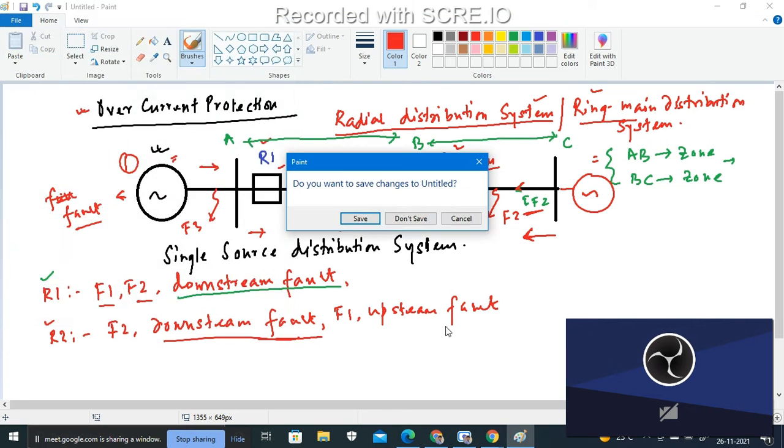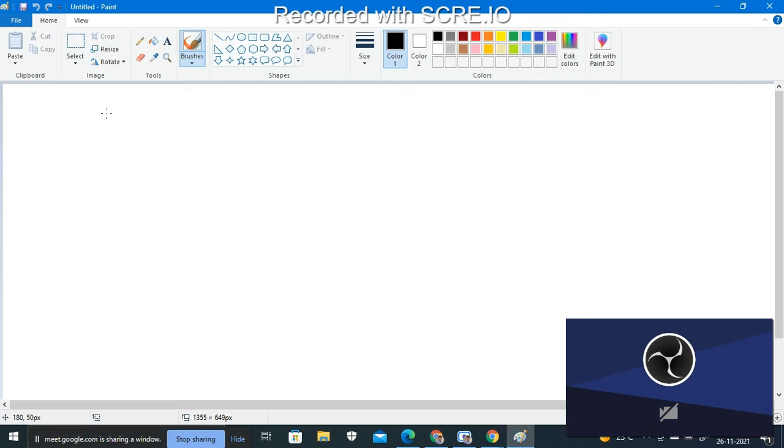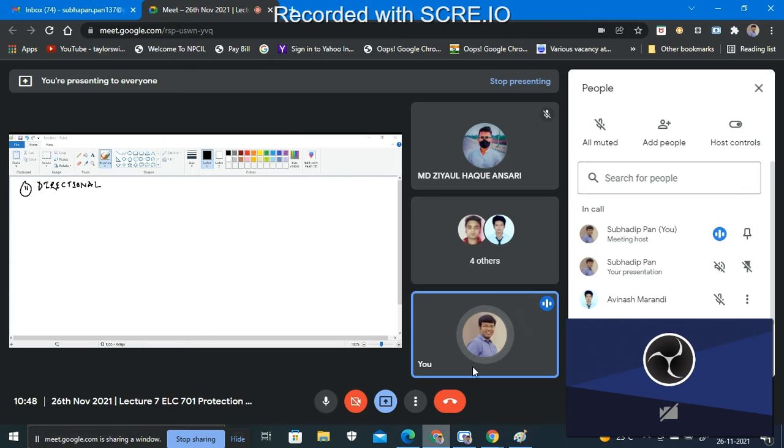So in that case, we will again go to the directional overcurrent protection. That is actually the drawback of non-directional overcurrent protection. Now we have to consider the second protection scheme, which is also known as directional overcurrent protection. First I have to draw, then I will tell you.